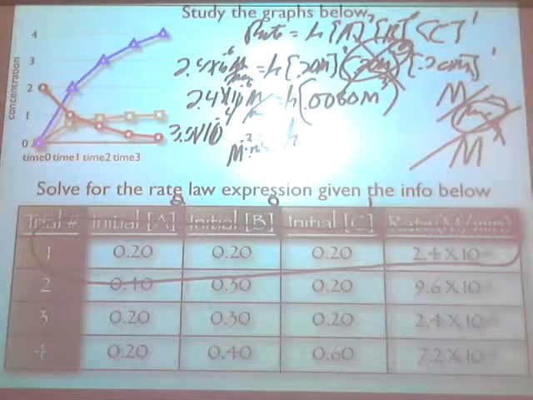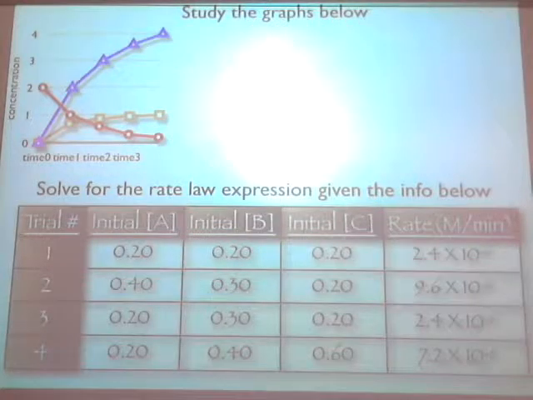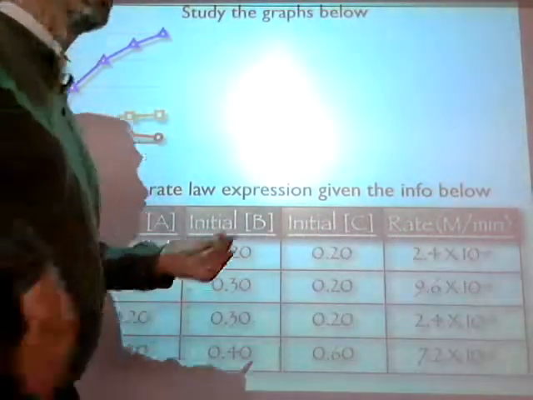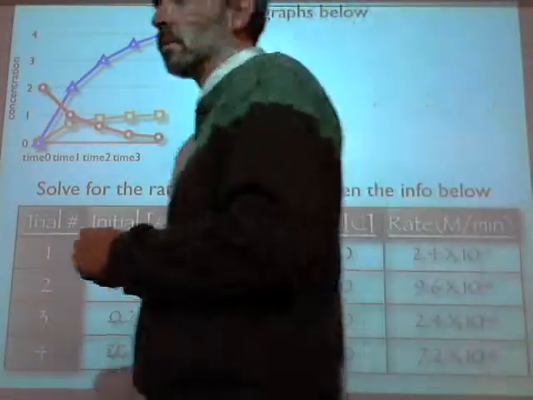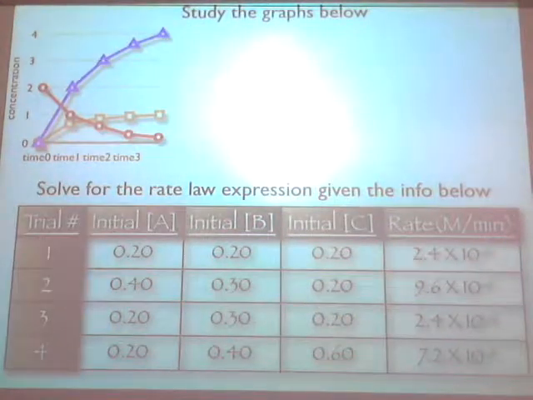Do we have to write rate equals K, A to the X, B to the Y underneath for every trial? Absolutely, because it's going to change each time. The first time it's going to be A to the X, B to the Y, C to the Z. Next time it's going to be A to the second, B to the, you'll figure one out each time. All right? So, yeah, absolutely.